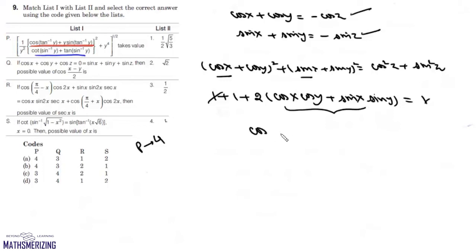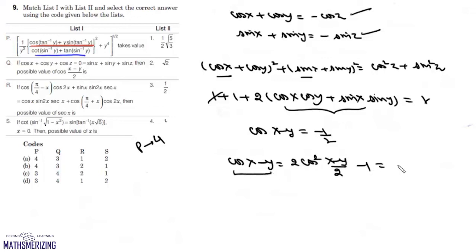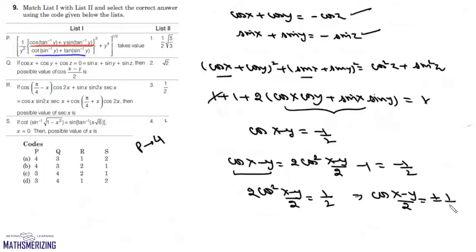So we can write cos x minus y is minus 1 by 2. Now using half angle formula, we can write cos x minus y is 2 cos square x minus y by 2 minus 1. Now value of cos x minus y is nothing but minus 1 by 2. So from here we can write 2 cos square x minus y by 2 will be 1 by 2, or cos x minus y by 2 will be plus or minus 1 by 2, which matches with this option 3. So Q, it matches with 3.